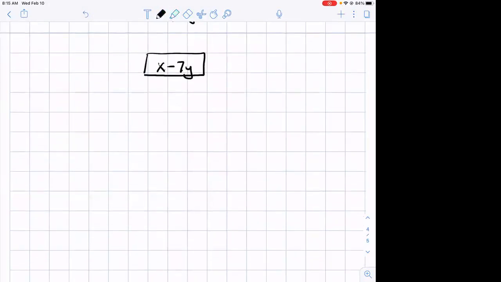Now, suppose I ask you to divide, and I give you 2x squared minus 7x plus 9, and we want to divide this by x minus 2.